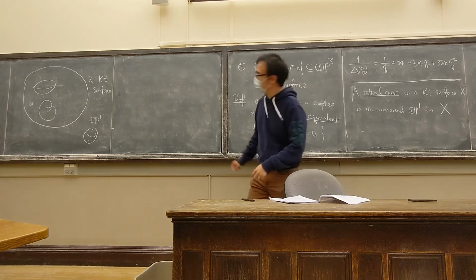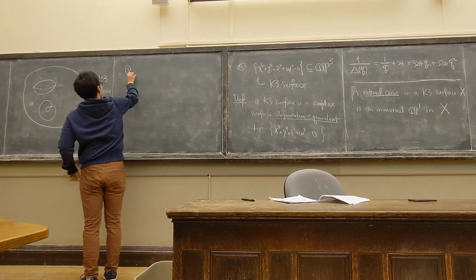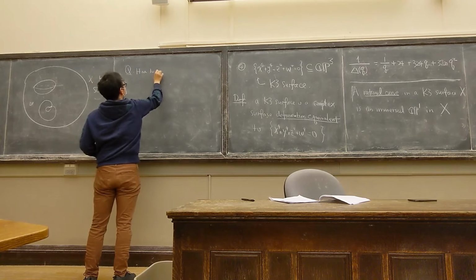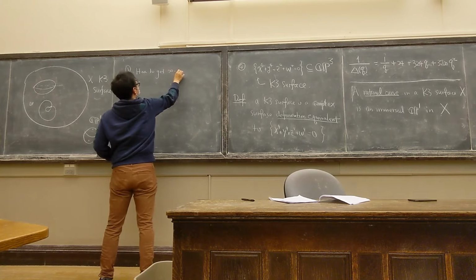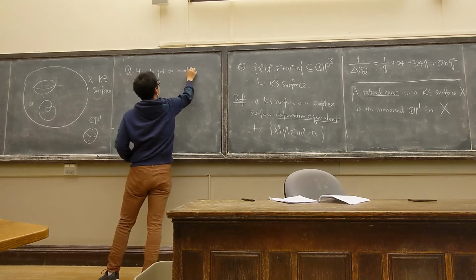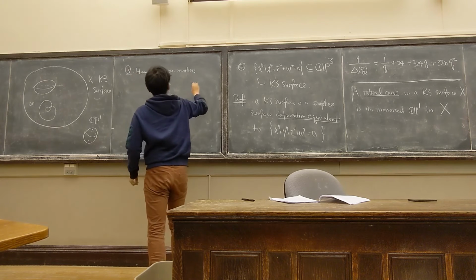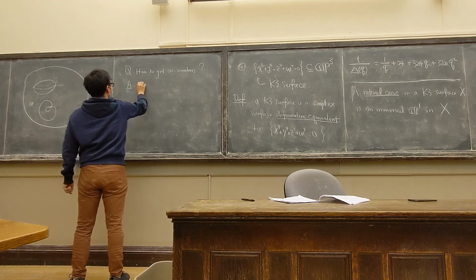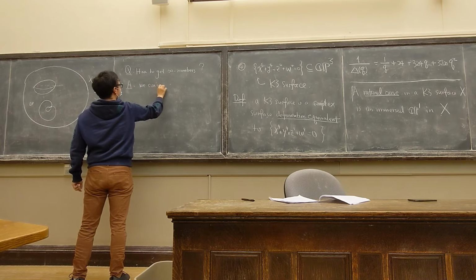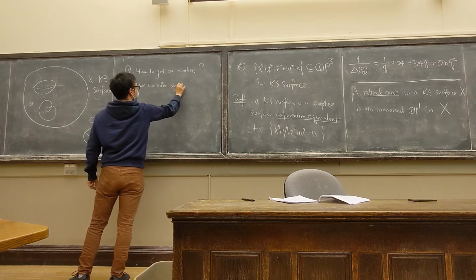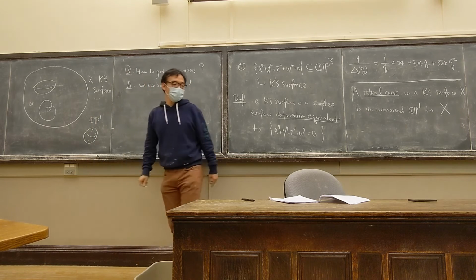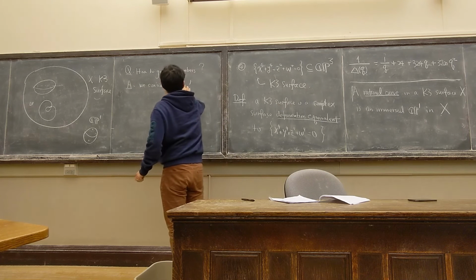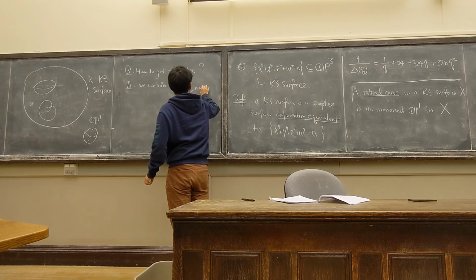So this is called degree. What I'm saying is that I want to answer this question: how to get infinitely many numbers. As I said, we'll consider degree. So what is that? Well, it's a new parameter.